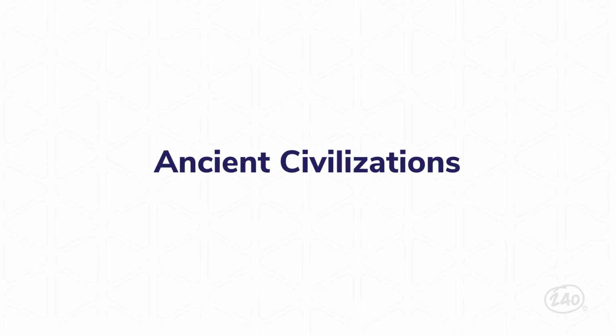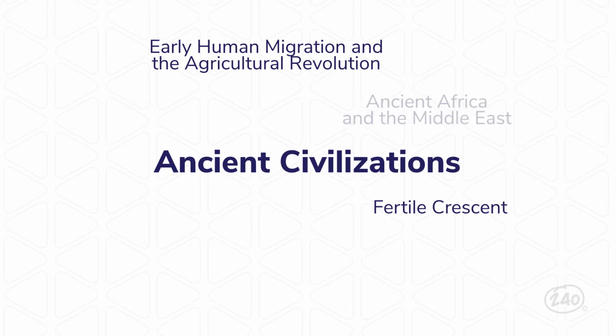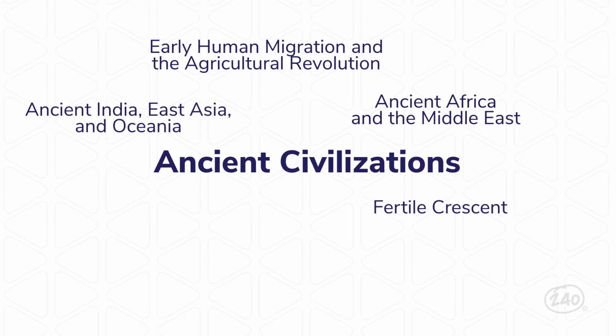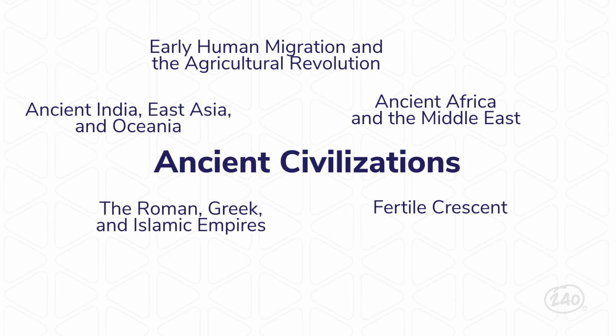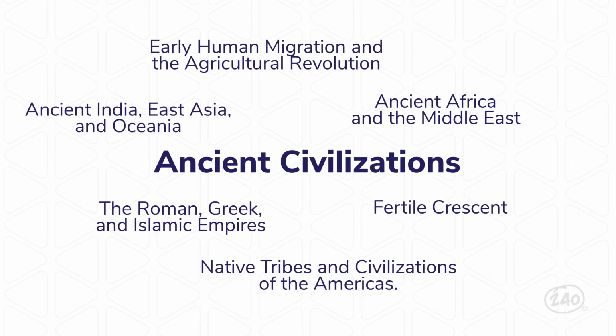In terms of civilizations or regions, you may see questions about early human migration and the agricultural revolution, civilizations of the Fertile Crescent, including Mesopotamian, technological, and social advancements, ancient Africa and the Middle East, ancient India, East Asia, and Oceania, the Roman, Greek, and Islamic empires, and native tribes and civilizations of the Americas. Let's do a quick dive into a popular ancient history topic.